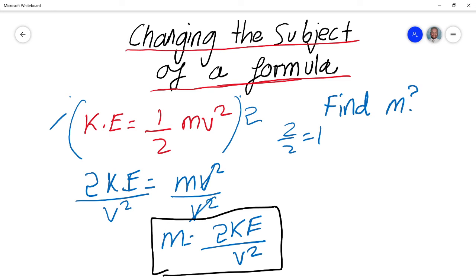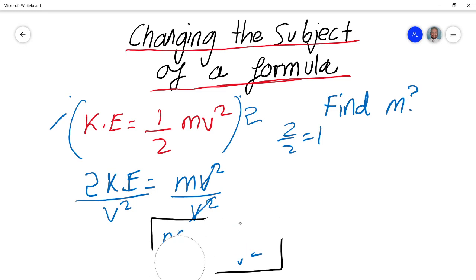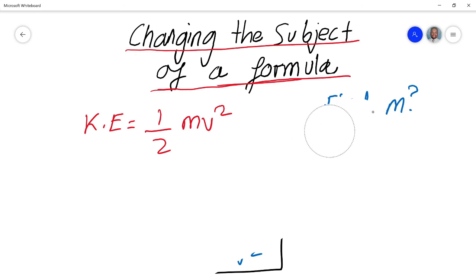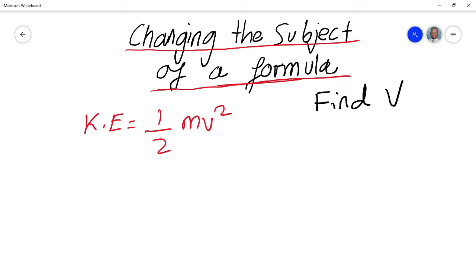All right, now let's look at another situation where we now make v the subject of the formula. All right, so I'm just going to rub the blue parts and this time make v the subject of the formula. Just rub that bit there. Yeah, we'll wrap this one here, and we'll wrap this one here. All right, so we need to say find v.